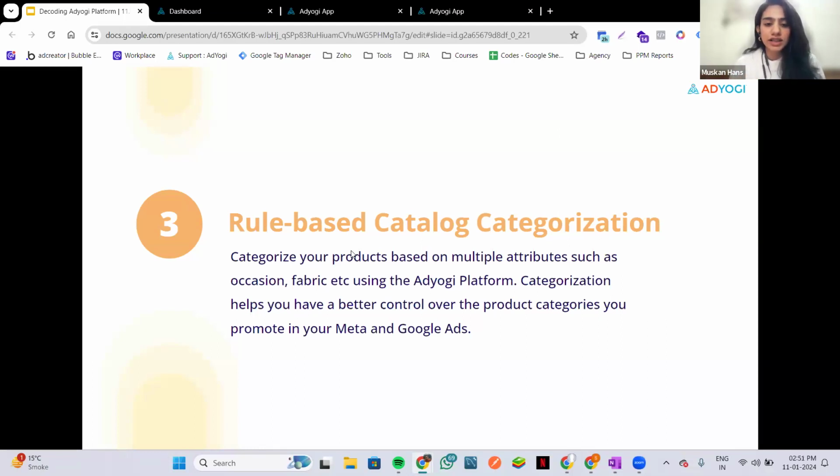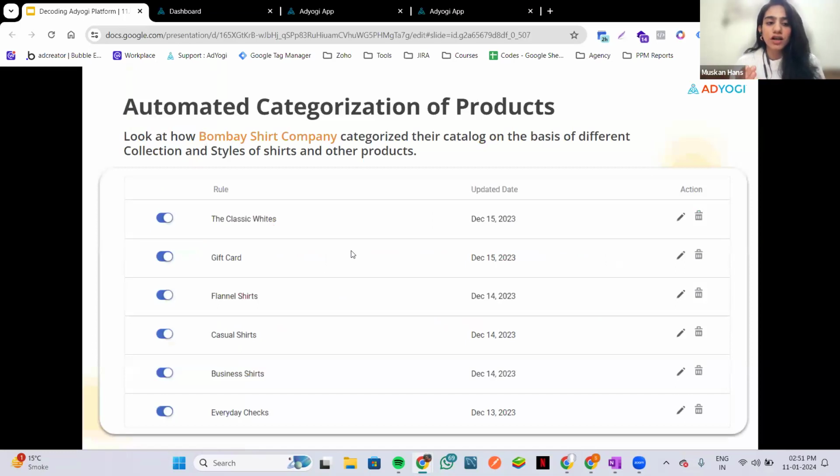If we go to the next slide, you will see that one of our brands, Bombay Shirt Company, categorized their catalog on the basis of different collections. By collections, I mean the classic whites, flannel shirts, casual shirts, business shirts, everyday checks. Now, they all belong to the same product type, that is shirts, but even with the same product type, they were able to have some level of categorization on the basis of style, which helped them create ads on the basis of these categories or these styles.